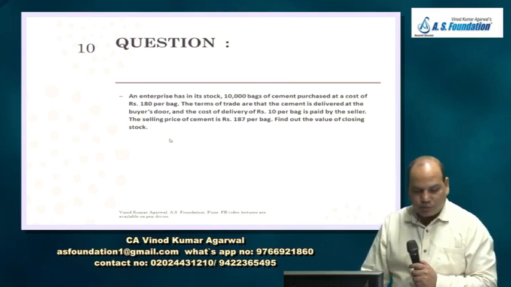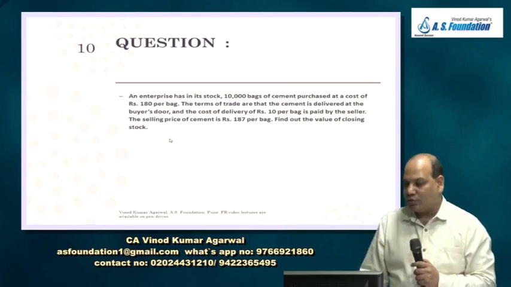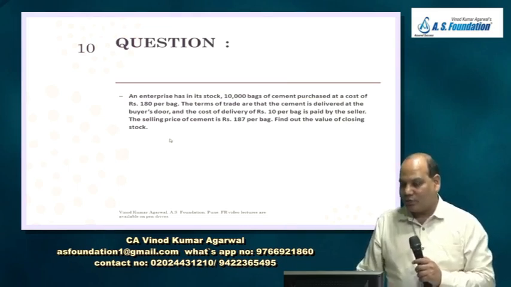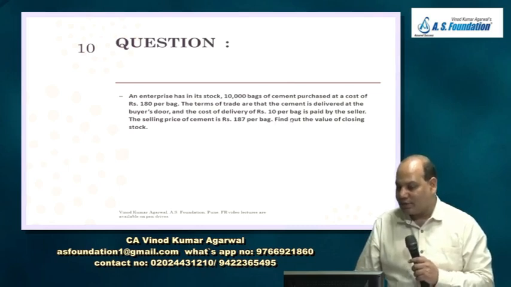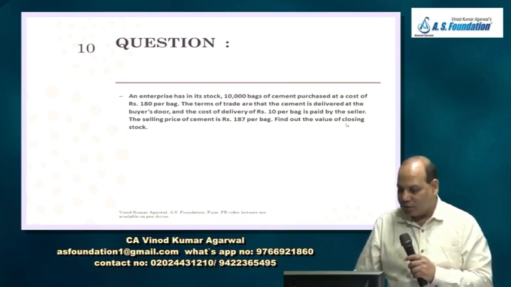Now, one small question we will take on this. An enterprise has in its stock 10,000 bags of cement purchased at a cost of rupees 180 per bag. The terms of the trade are that this cement is delivered at the buyer's door and the cost of delivery, rupees 10 per bag, is to be paid by the seller. Selling price of the cement is rupees 187 per bag. Find out the value of the closing inventory.